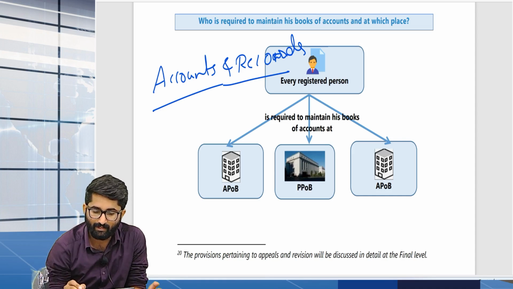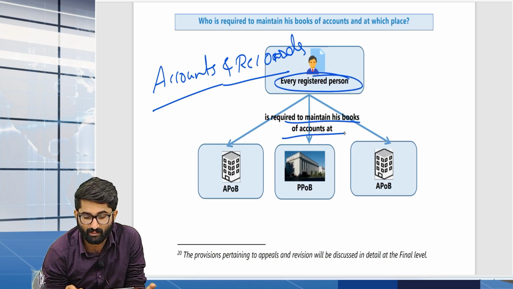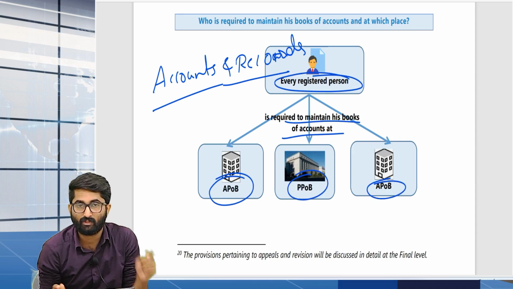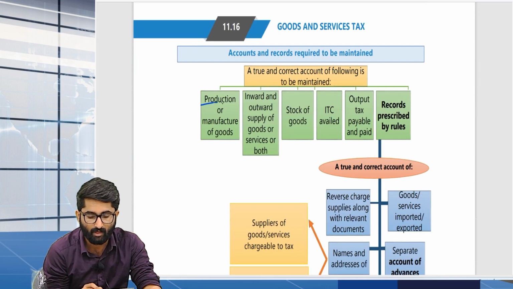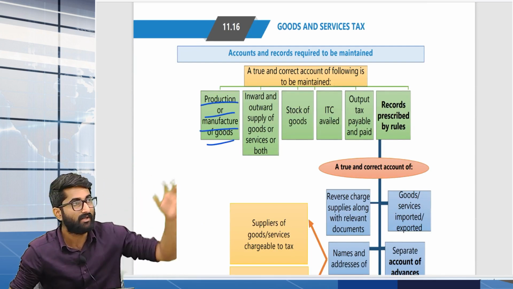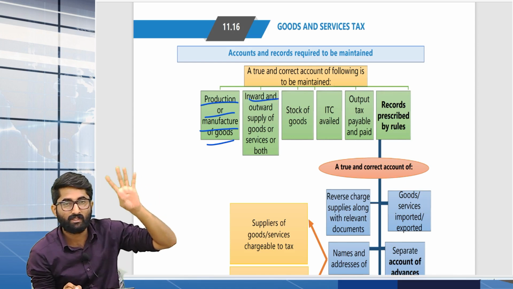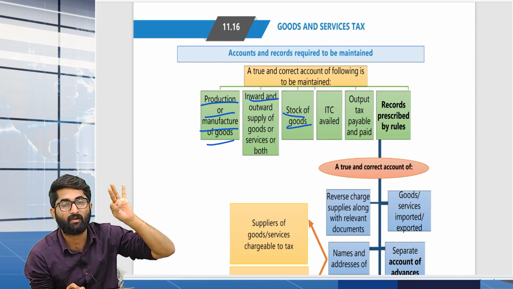Now it is given that every registered person is required to maintain his books of accounts at the additional place of business and the principal place of business. So he is required to maintain the records. Sir, what records does he have to maintain? I told you, this is a story. How to remember that? First you will purchase. So inward, once you purchase, you will keep it in your godown as stock. You have to maintain the records of stock.